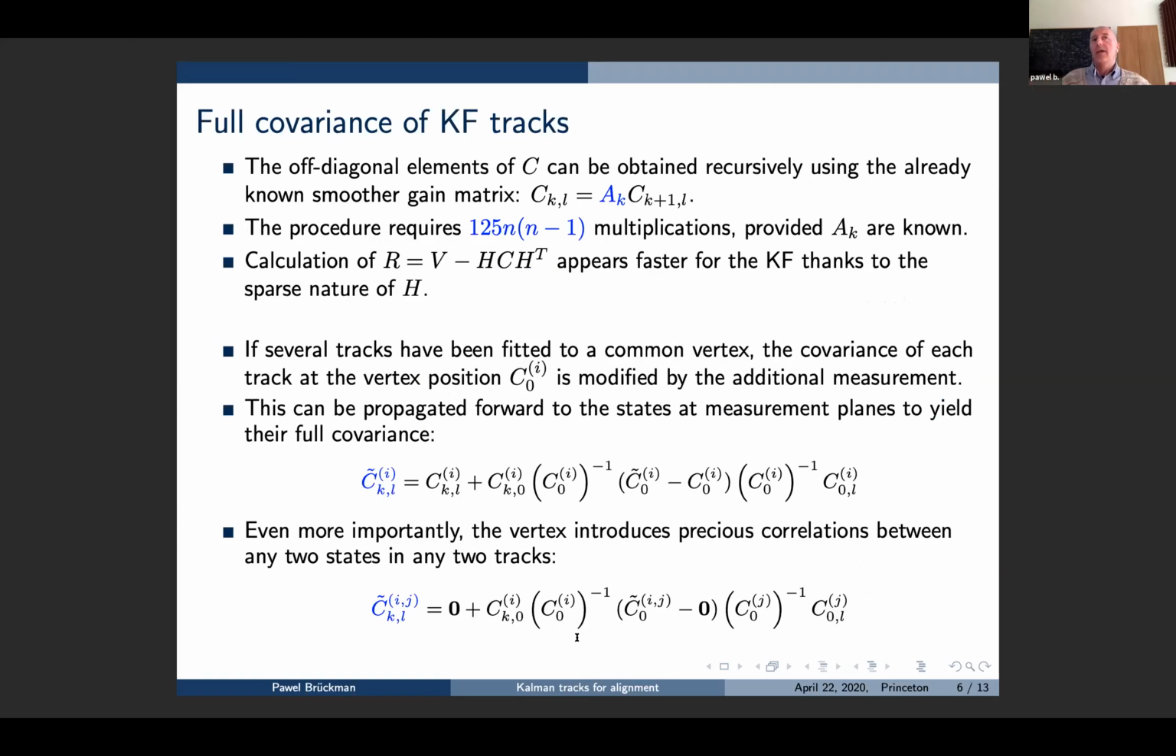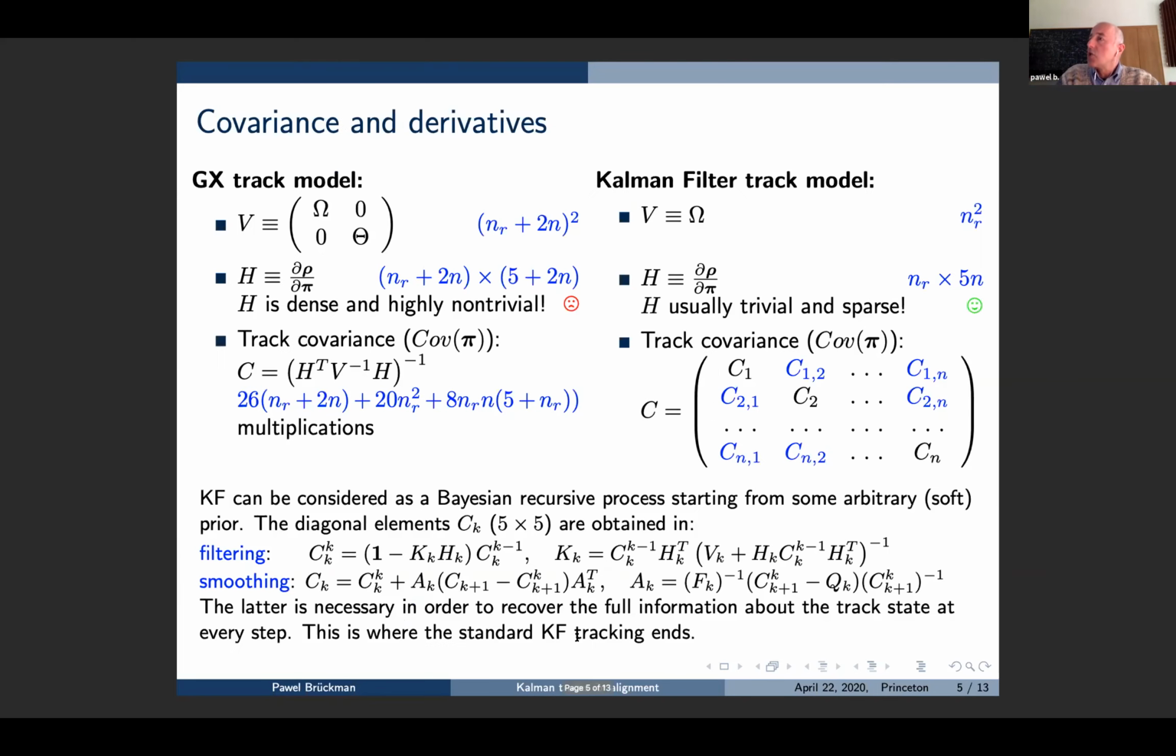Okay, so that's where actually tracking ends. This is all that tracking is interested in, in fact. However, it's not sufficient for alignment. If we want to do alignment with Kalman Filter tracks, we need the full covariance matrix of the track parameters on all the states. So basically, all the blue objects that are here indicated on this schematic.